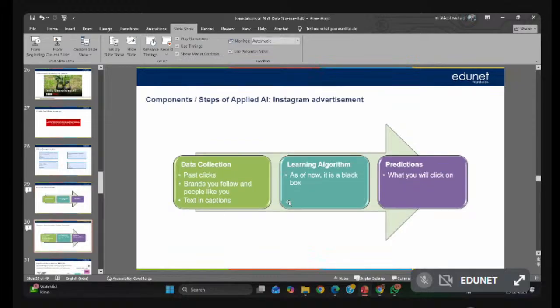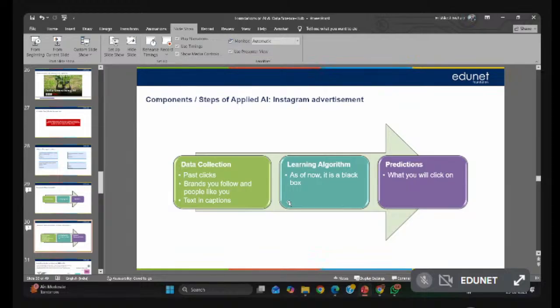Got it? So now here they give one example of the Instagram advertisement. How will everyone know about that? Suppose you search on the browser, I want to purchase shoes. After 5 or 10 minutes, just check on Instagram. What will happen? You will get an advertisement regarding that particular shoe. So how does this work?